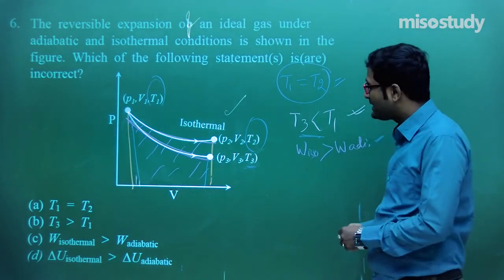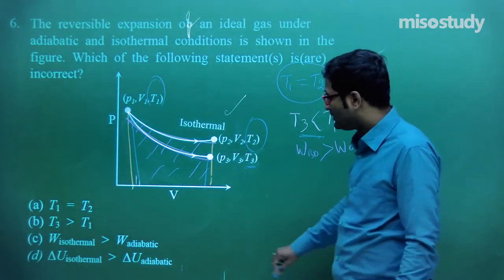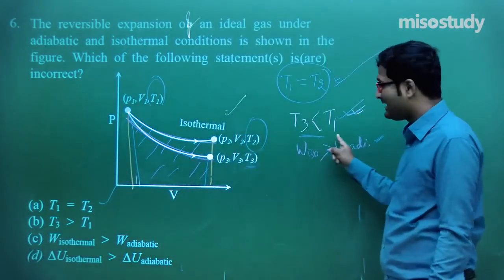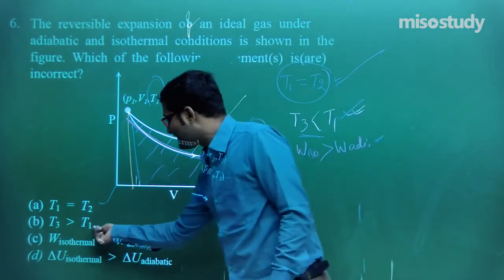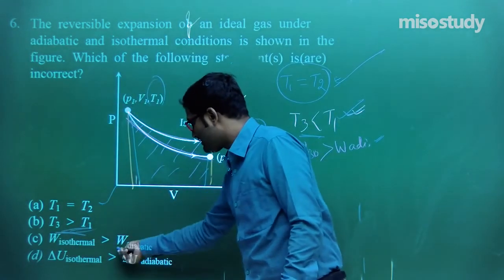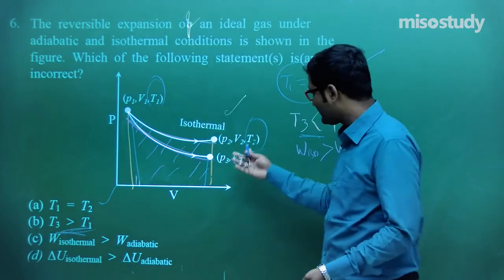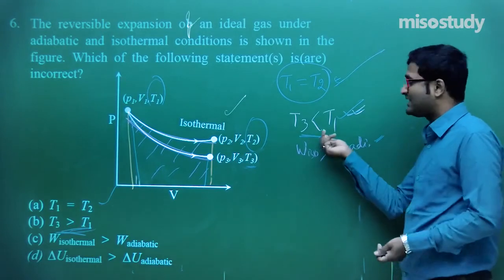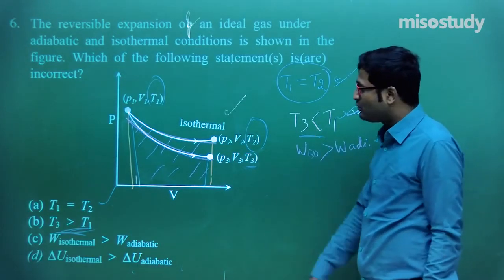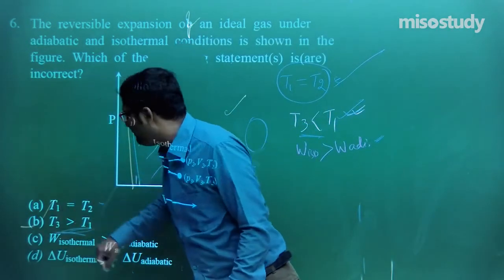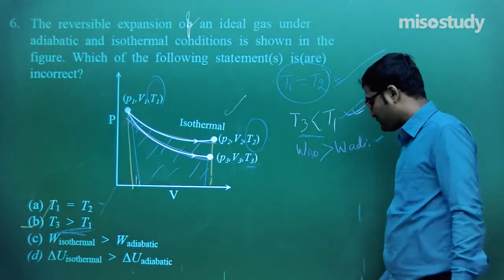Clear? Now which one is the correct option? T1 equals T2, this one. T3 greater than T1, no. Cooling means T3 less than T1, so definitely this one is the incorrect statement, because A, C and D are all correct, we have proved this, but B is incorrect because the correct relation is T3 less than T1. Clear? By using the graph we can easily solve such kind of question. So B is the correct option.